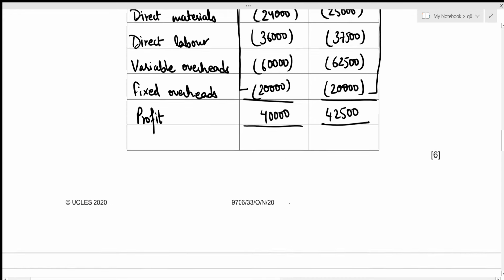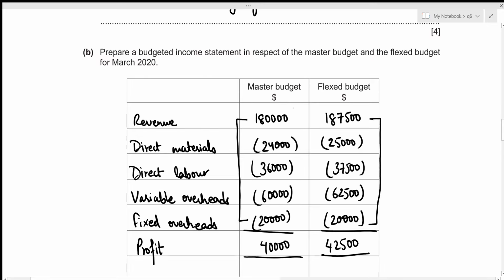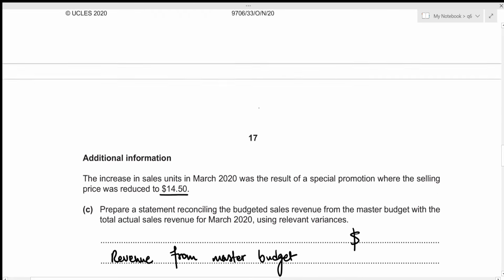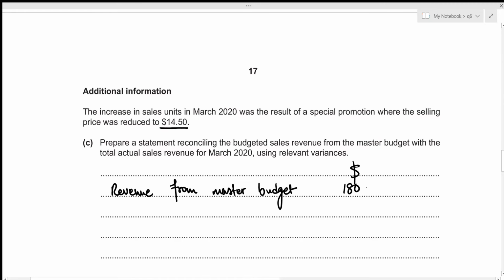Let's have a look above. So the revenue from master budget is 180,000. And since we are preparing the statement reconciling using relevant variances, in this case we're talking about sales, right? So the relevant variances would be that of sales volume variance and sales price variance. And this would give our actual revenue.